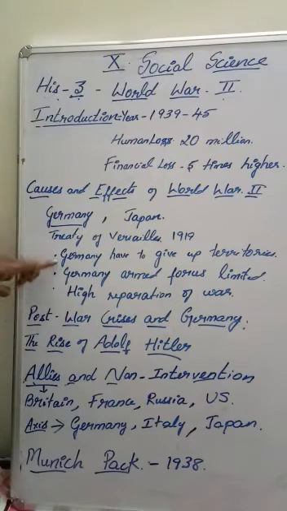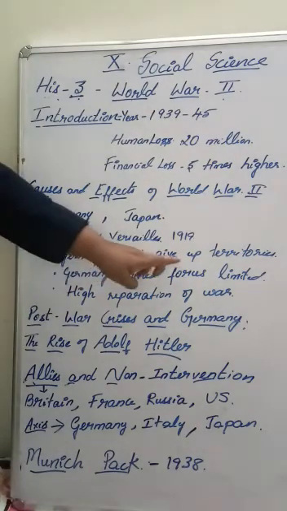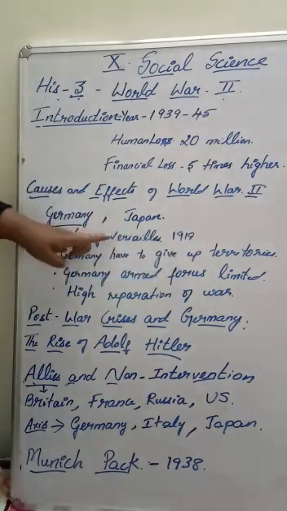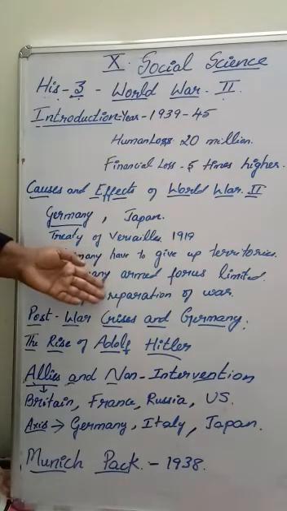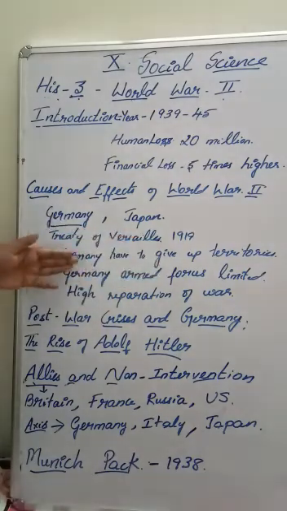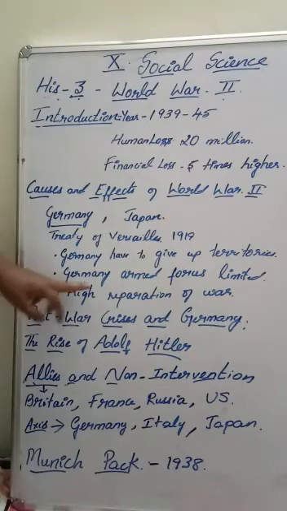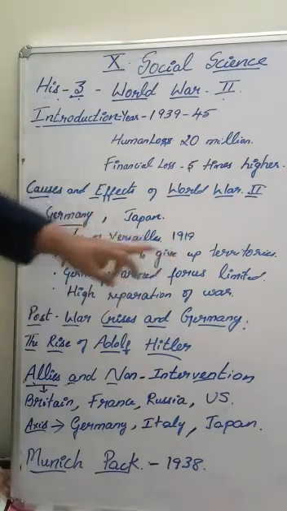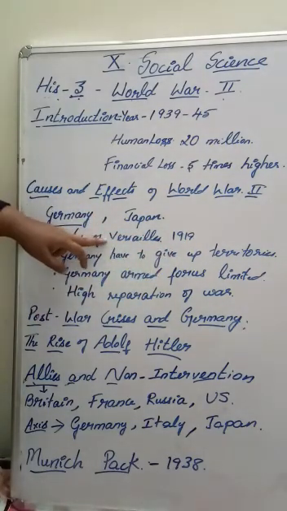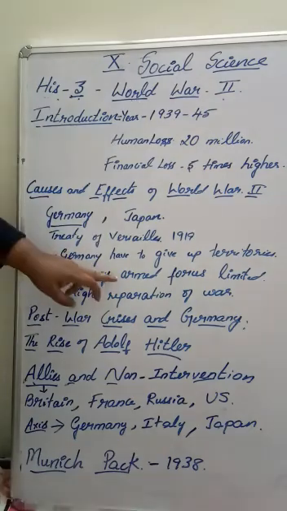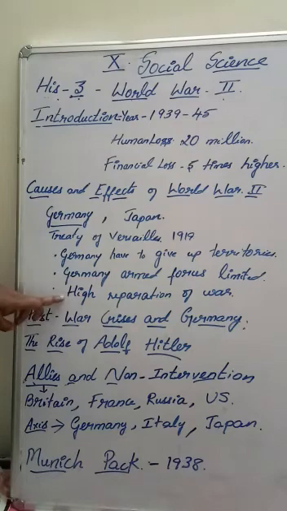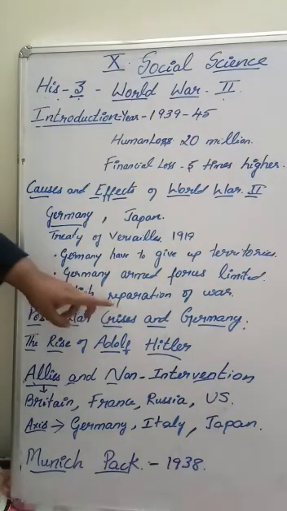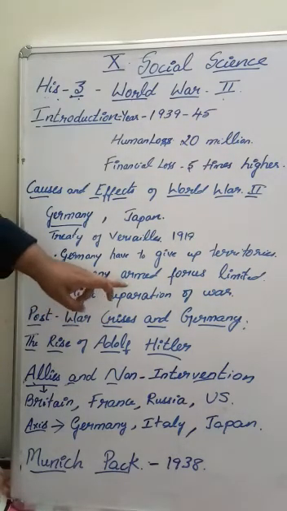The first reason is Germany had to give up its territories. That means according to the Treaty of Versailles, Germany was forced to release all the places which had been captured by Germany. The second one is that Germany's armed forces were limited. According to this treaty condition, the German armed forces must be only 1 lakh. And the last one is high reparation of war. Reparation means compensation for the war.